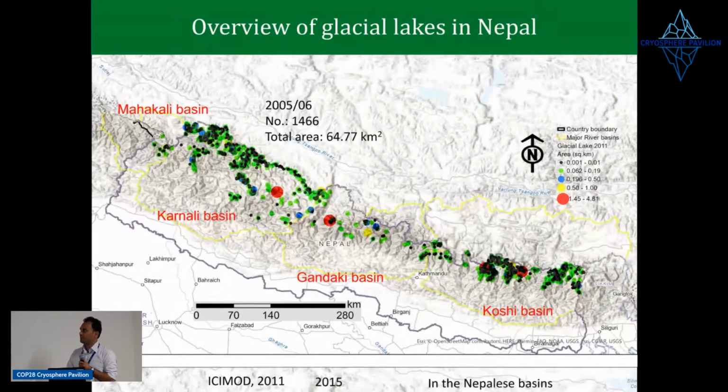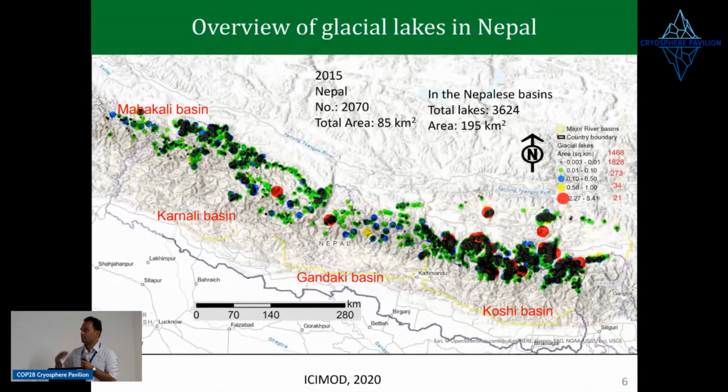If you check the recent data set, the number of glacial lakes has also increased, and the area and volume of glacial lakes have increased very rapidly. Also, regarding size, there were only a few larger glacial lakes before, but now you can have glacial lakes up to 5 square kilometers. So they hold a significant amount of water.